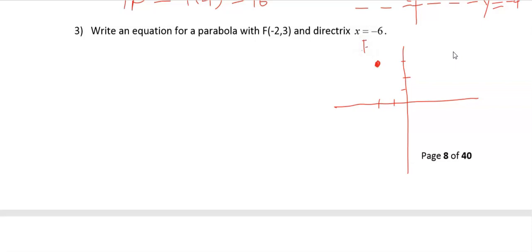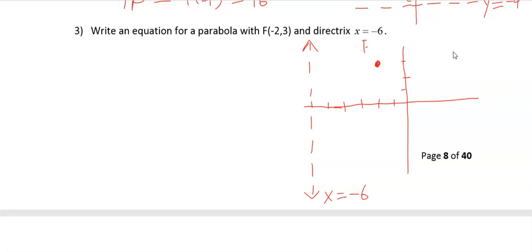All right, there's my focus at (-2, 3). The directrix is x equals, so that's a vertical line, remember. I'll make this a little longer because I think I'm going to have to go to the left here. A vertical line that hits the x-axis at -6. So there's -1, -2, -3, -4 is about there, -5, and there's -6. So ta-da, draw a vertical line right through there. And there's my directrix, x equals -6.